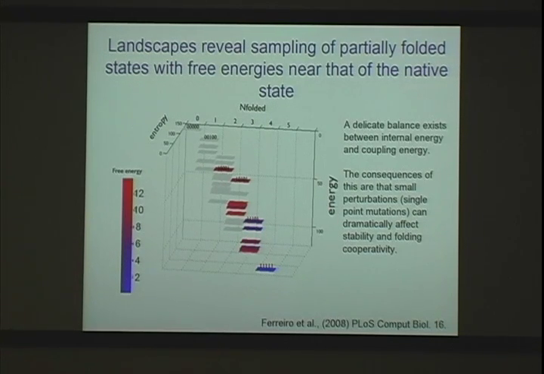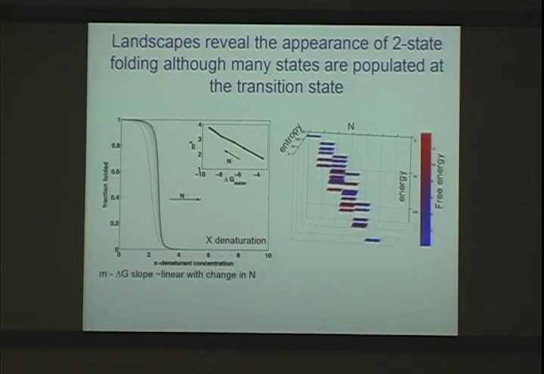The reason I bring this up is because we can go in and probe this energy landscape, making single point mutations. And kind of counterintuitively, despite the fact that you have these many states that are similar in energy, the folding is still highly cooperative, and it appears two-state, even though there are many ways to get down that funnel, I guess is a good way to say it.